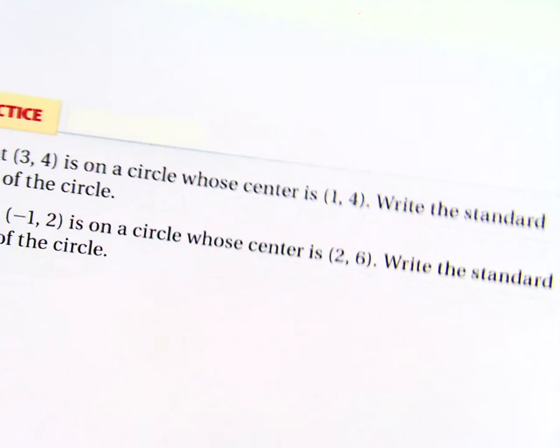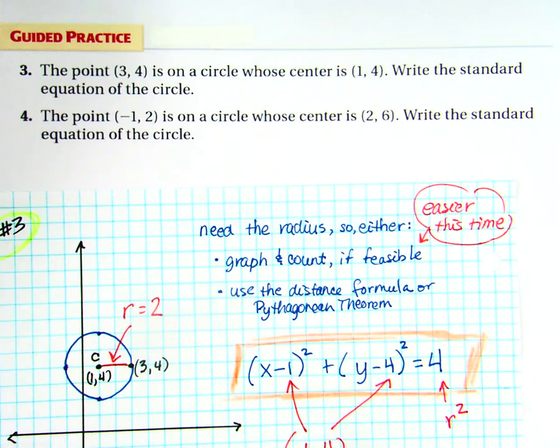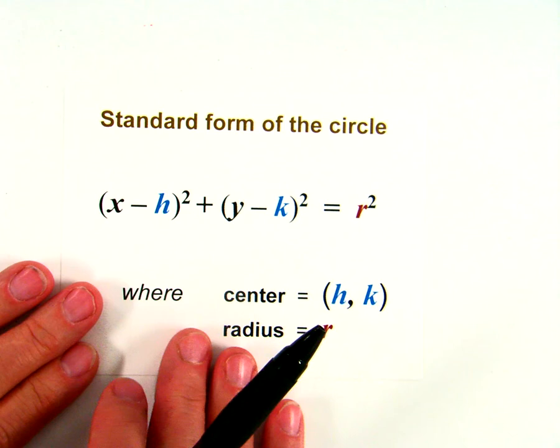Let's work a few of these for practice. Here, work both of these and make sure that you can do them, and I'll show you the answers. So pause it if you need to. Here's the answer to 3. And here's the answer to 4. Again, we're using the standard form of the circle each time. Here's the standard form of the circle.